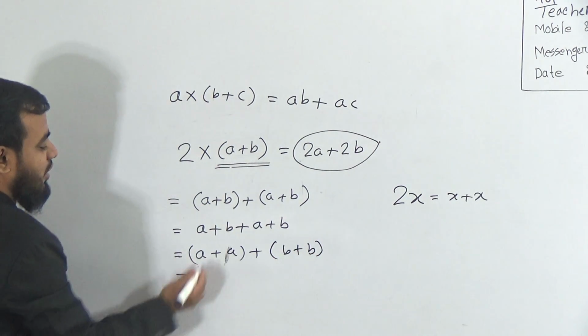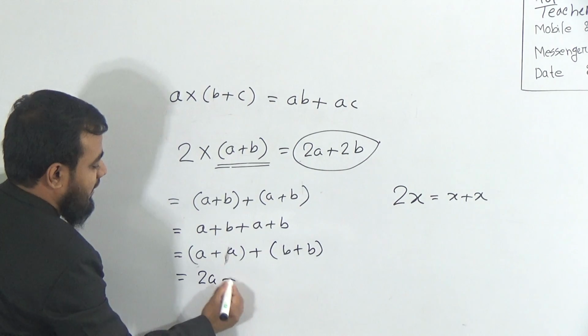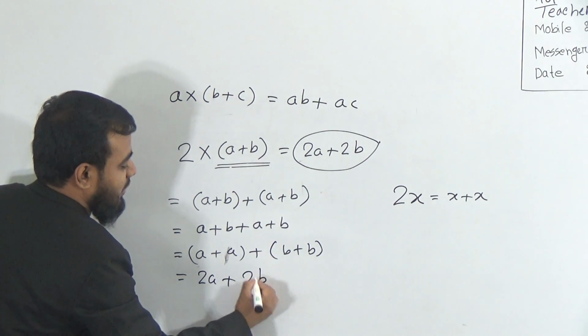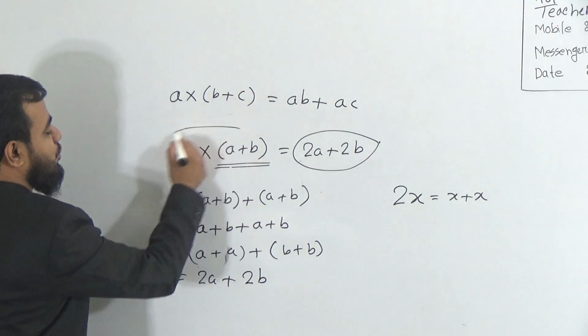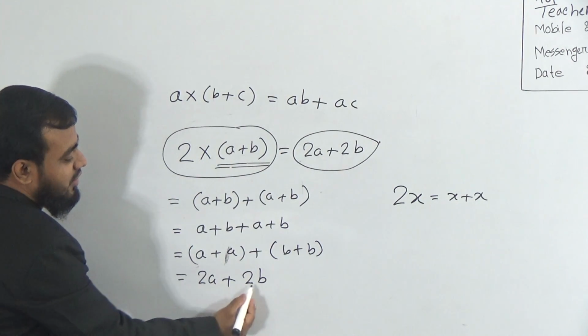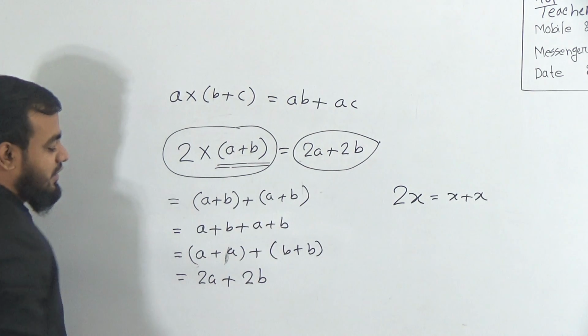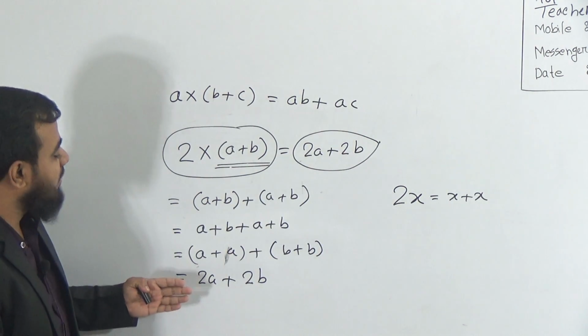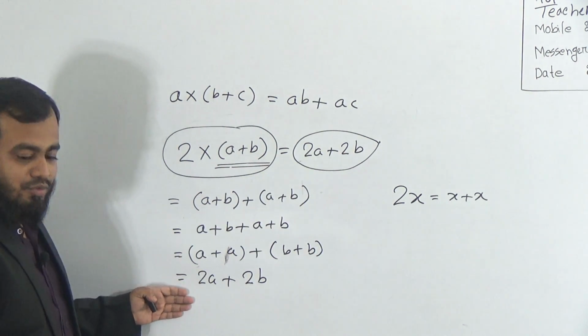So the result will be how much? A plus a equal to twice a, and b plus b equal to twice b. That means we can write down 2 multiplied with a plus b is equal to how much? Twice a plus twice b. That means the distributive law, that means multiplication maintains the distributive law also.